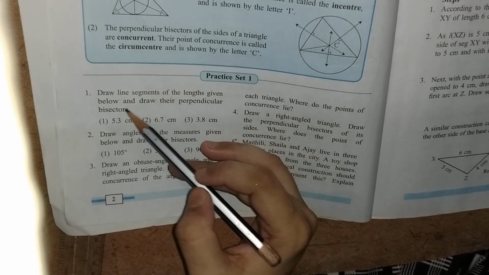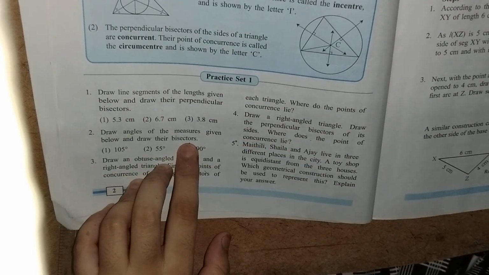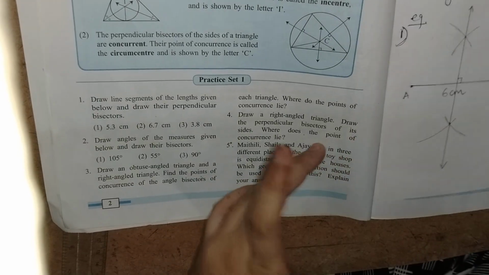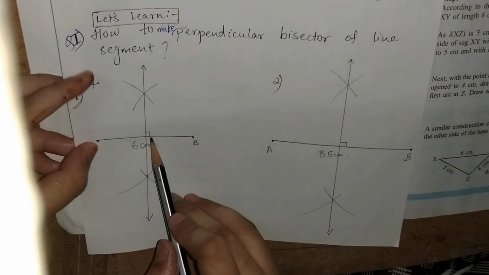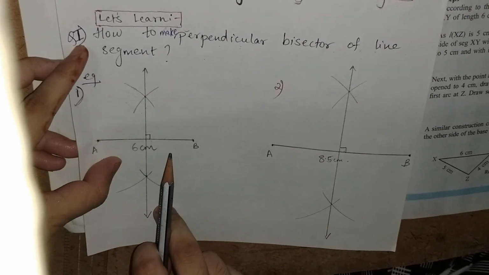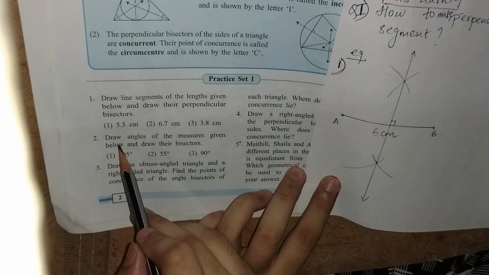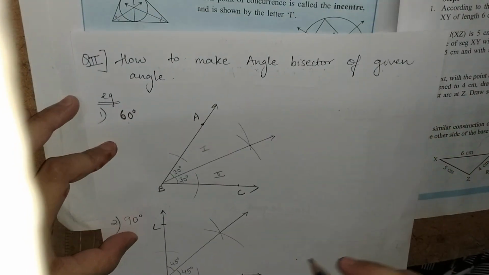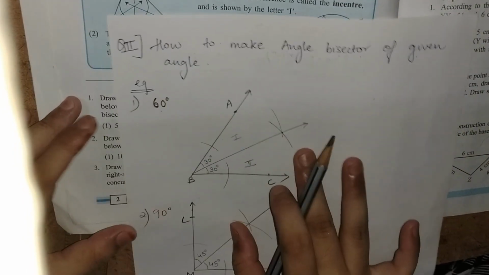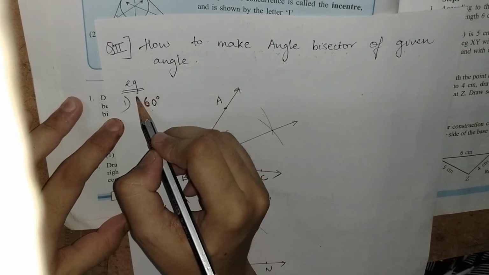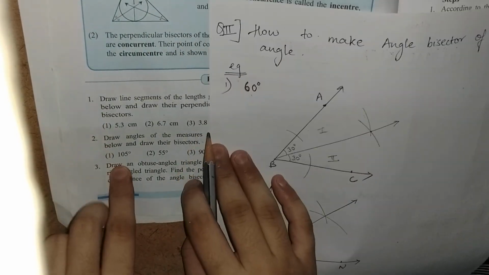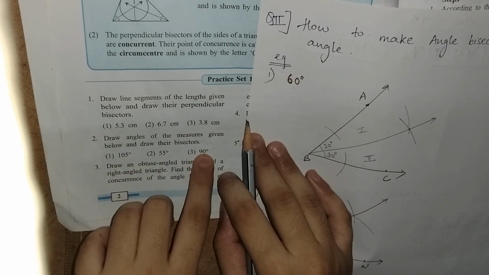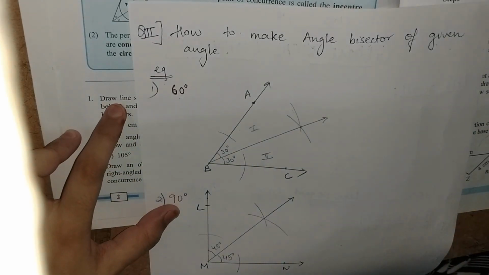segment of the length given below and draw the perpendicular bisector. How are you going to do that? Like this, as I have shown you. And the second part is what? Draw angles of the measures given below and draw the bisector. How are you going to do this? In exactly the same manner as I have taught you. Only what will change? The measurement of the angle: 105, 55, 90 degrees. So can you all do this? Two parts? Okay. Thank you so much.